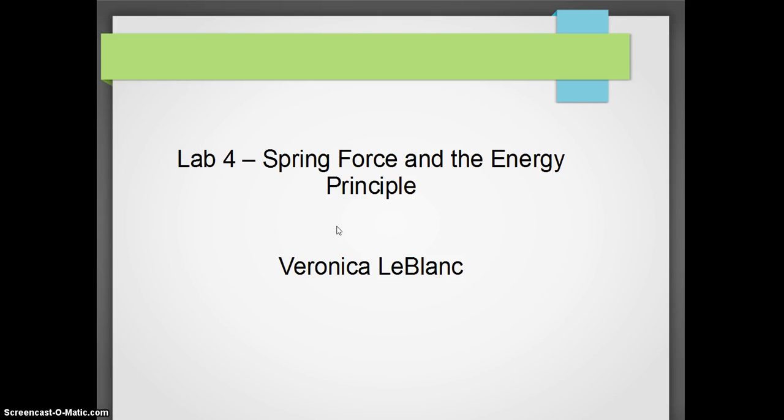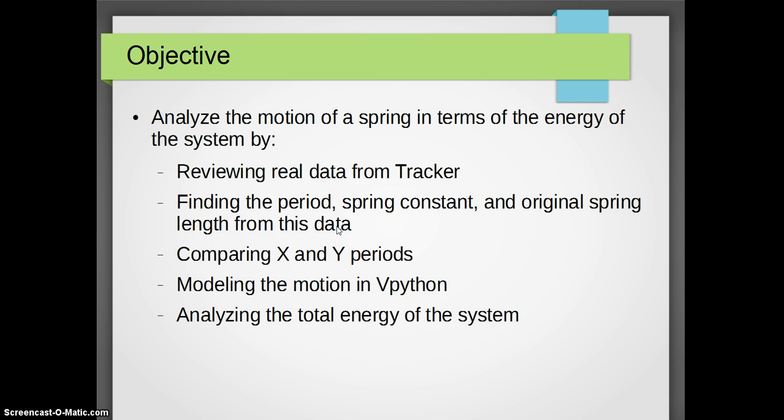Lab 4, Spring Force and the Energy Principle by Veronica LeBlanc.